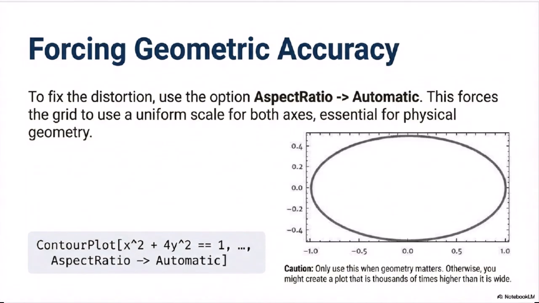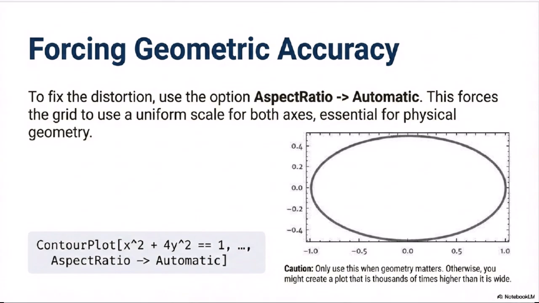Aha! Here is the secret, a real pro tip. The problem is that by default, the program just kind of crams the plot into a standard square frame, and that totally distorts the proportions. The fix is this simple but super powerful option: AspectRatio Automatic. This just tells the program, hey, make the axes scale correctly.